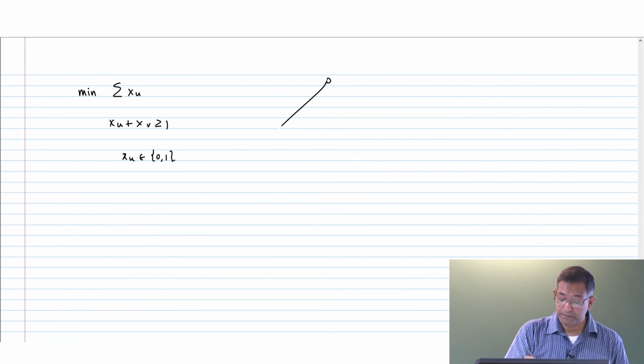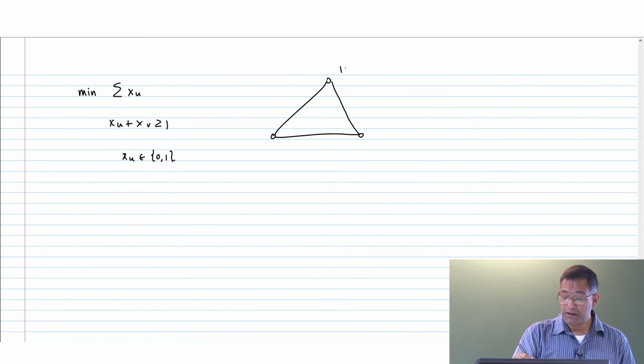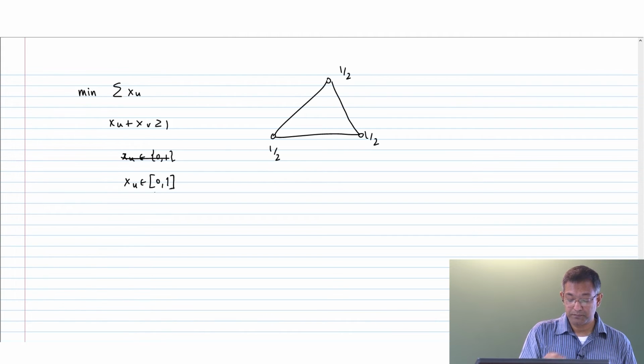Let us take this graph, a triangle. I can assign a value 1/2 to every vertex. The linear program says that the x_u values are between 0 and 1, therefore, I can assign 1/2 to every vertex. Now, look at this constraint.